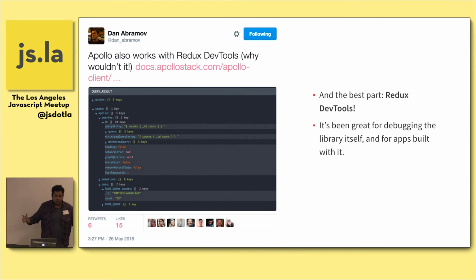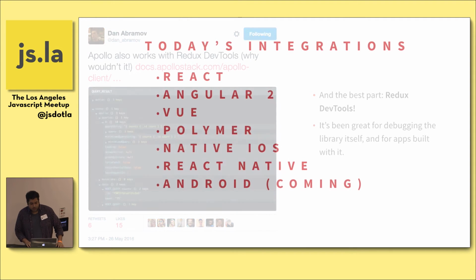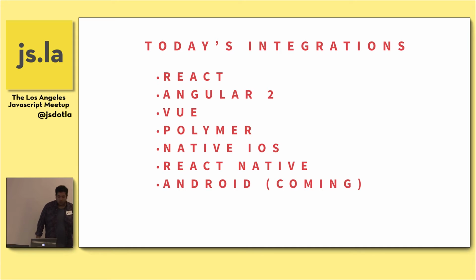So it's cool. This is the creator of Redux. His name's Dan Abramov, and he tweeted that Apollo also works with Redux dev tools. So if you're a Redux user and you're already using the ecosystem and its tools, we integrate with that. And why wouldn't we? Also, you don't have to use React to take advantage of these dev tools. You can have any of our view layer integrations. So these are the integrations: React, Angular 2, Vue, Polymer. We have native iOS. We have React Native, and Android is coming soon. You just need more Android developers in the community that are interested in GraphQL, and that'll be out very soon.